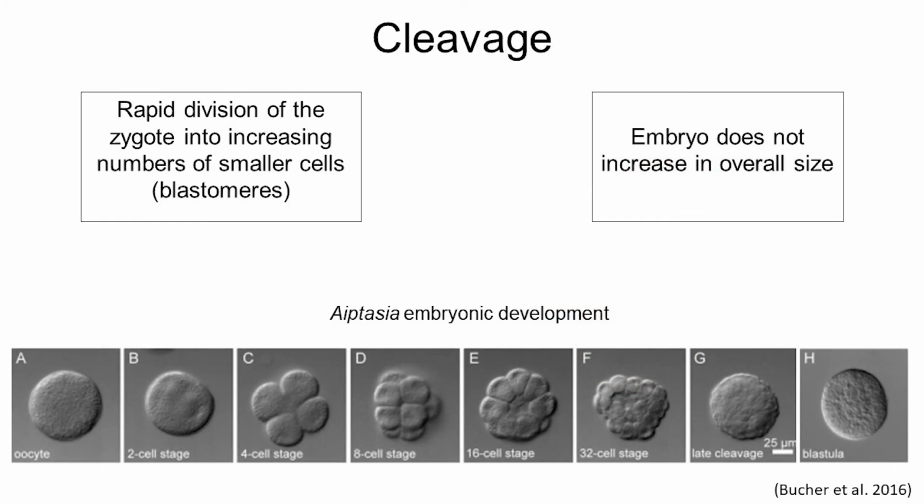The rapid cell division that takes place following fertilization is called cleavage. During cleavage, the zygote is subdivided into a larger and larger number of smaller and smaller cells, and we call these cells blastomeres. And pictured here are various cleavage stages of Aiptasia embryonic development.